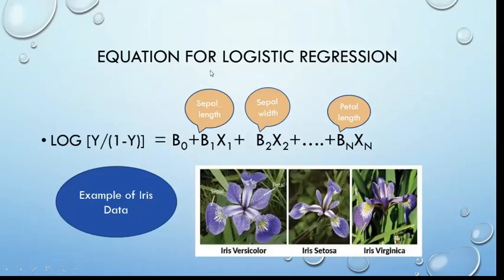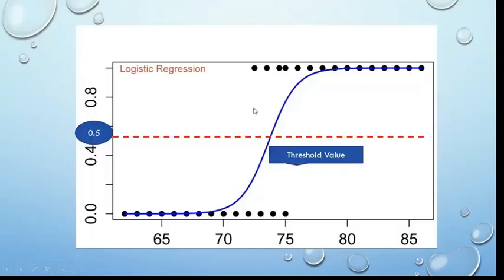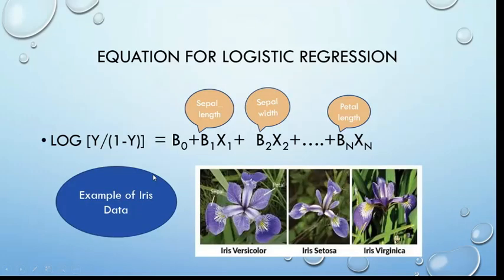So what is the mathematical equation behind this? How does it really come to this shape? This is the formula behind it, which helps us get the shape, and it does it by log of y upon 1 minus y, where y is the class which we want to classify, equal to beta 0 plus beta 1 x1 plus beta 2 x2, up to the n features.